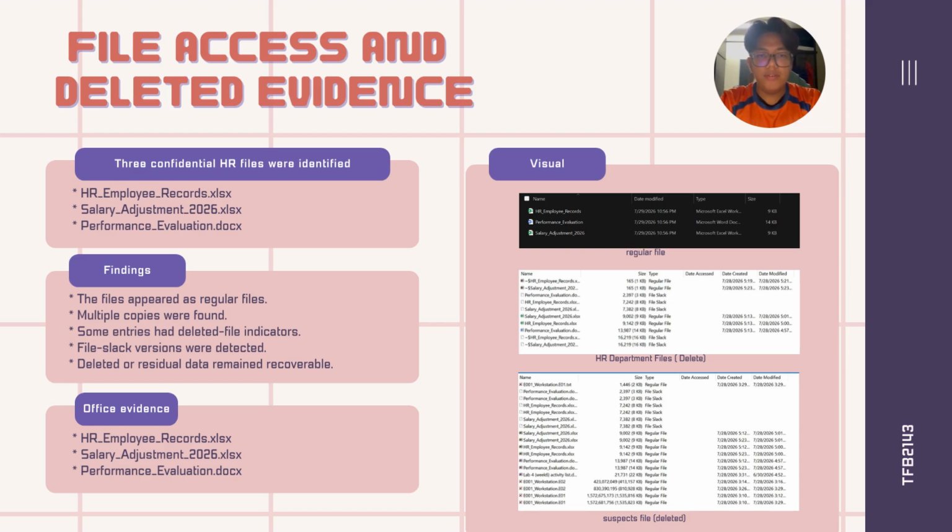Besides deleted file records, file slack evidence was also detected. File slack refers to residual data that remains in unused storage space after a file is deleted or modified. This finding indicates that the confidential documents were accessed and copied, and that some copies may have been deleted afterward in an attempt to remove traces of the activity. However, the investigation focused only on the digital evidence found, so we cannot confirm the exact intention of the user without additional evidence.